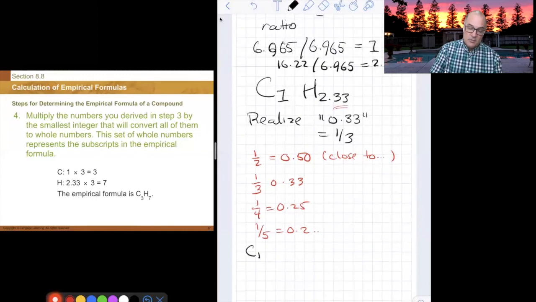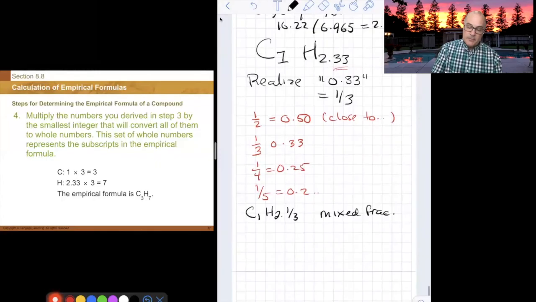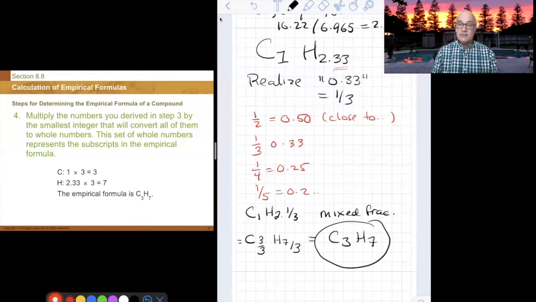All right, so what do we have here? We have C1, H2 1/3, right, is what we said. Okay, well, let's put this into mixed fractions to see this better, in other words, common and mixed fractions. What is 1 in terms of thirds? 3 over 3. What is 2 and a third just purely as a mixed fraction? It is 7 thirds. So now we can see we have common denominators, right? And we can see that 3 over 3 to 7 over 3 equals 3 to 7. C3H7. So this is our empirical formula, C3H7.